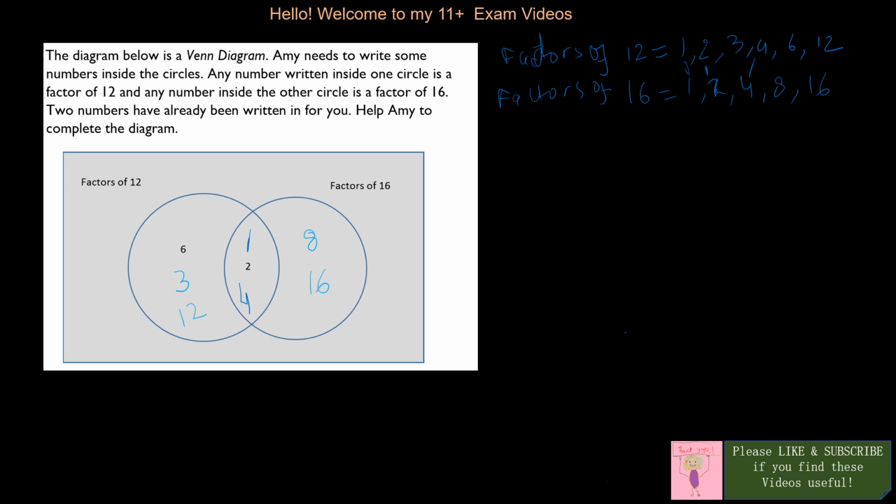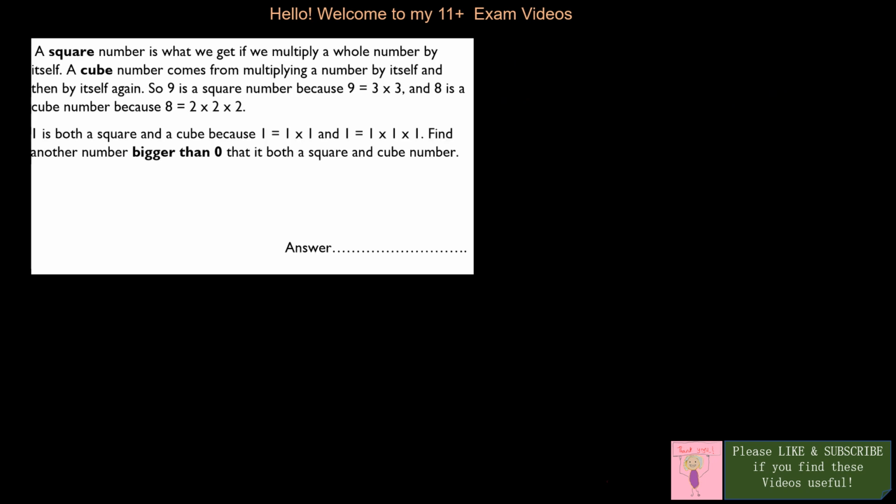Okay, the next one: a square number is what we get if we multiply a whole number by itself. A cubed number comes from multiplying a number by itself and then by itself again. So 9 is a square number because 9 equals 3 times 3, and 8 is a cubed number because 8 equals 2 times 2 times 2. 1 is both a square and a cube, we know that. Find another number bigger than 0 that is both a square and a cube number.